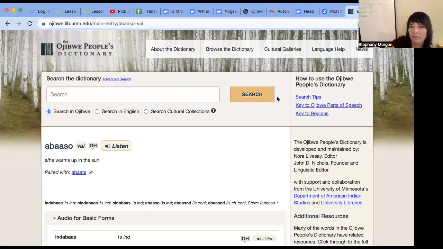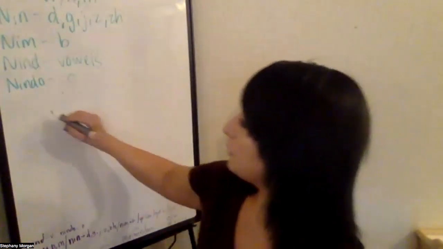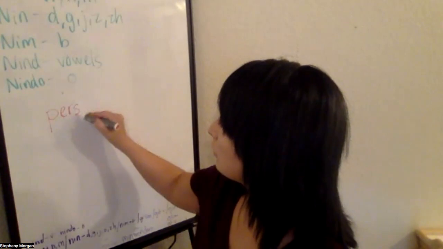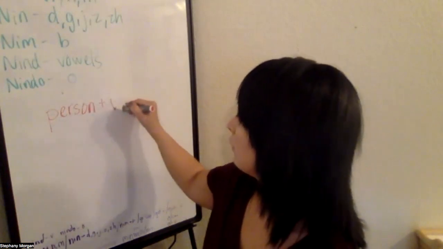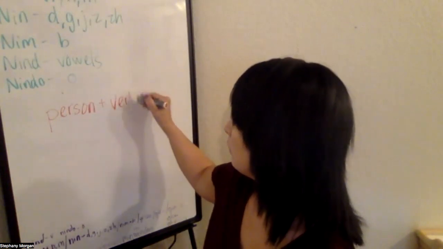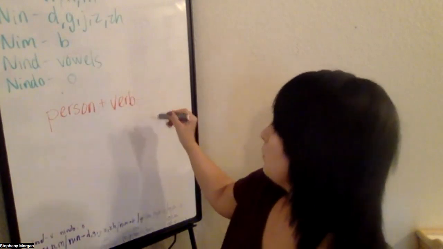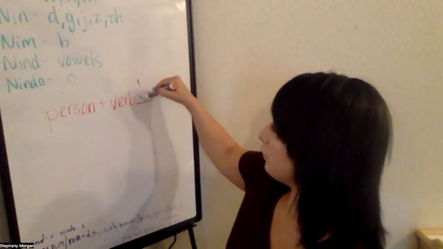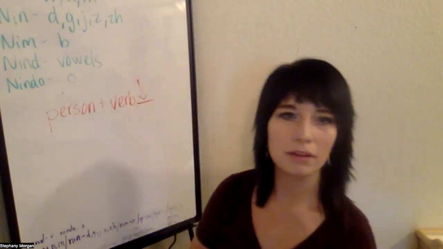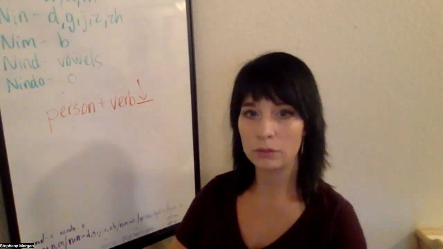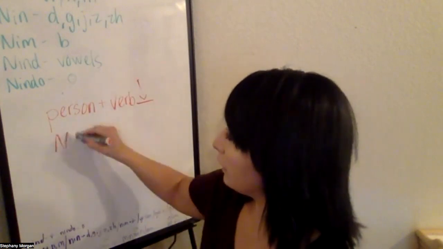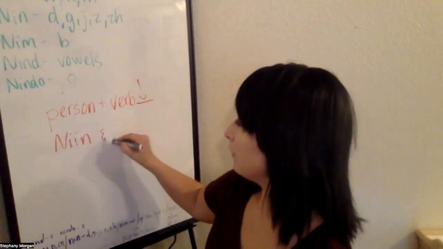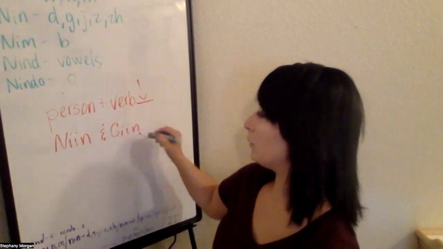So find a verb, and then follow this template here. Person plus verb. And then remember what to do. Does the suffix stay or does it fall off? That's really all you need to do. And if you can, practice that with both neen and geen, that would be fantastic.